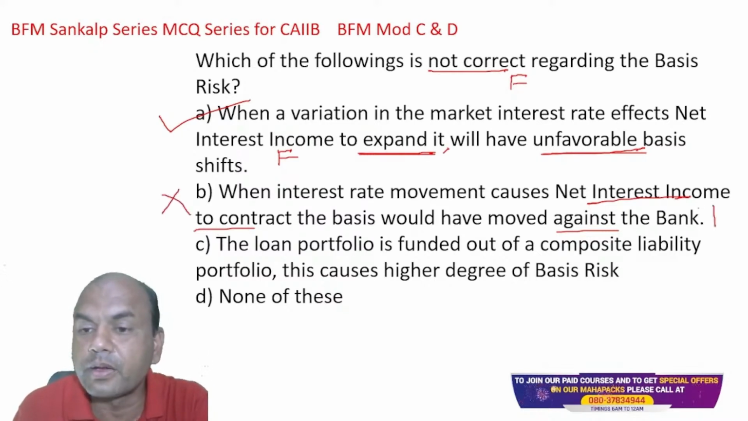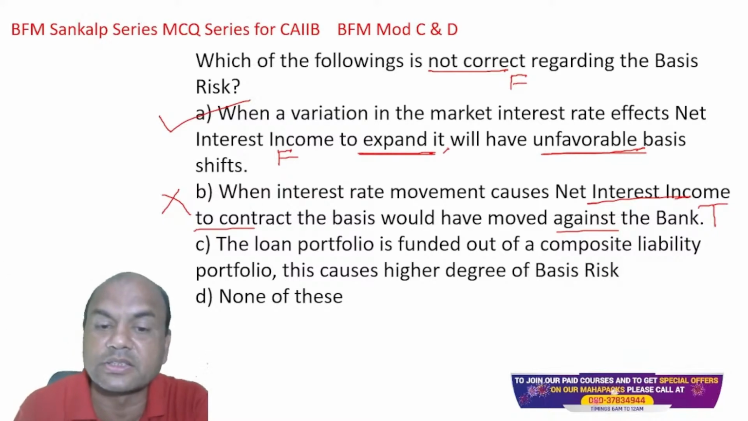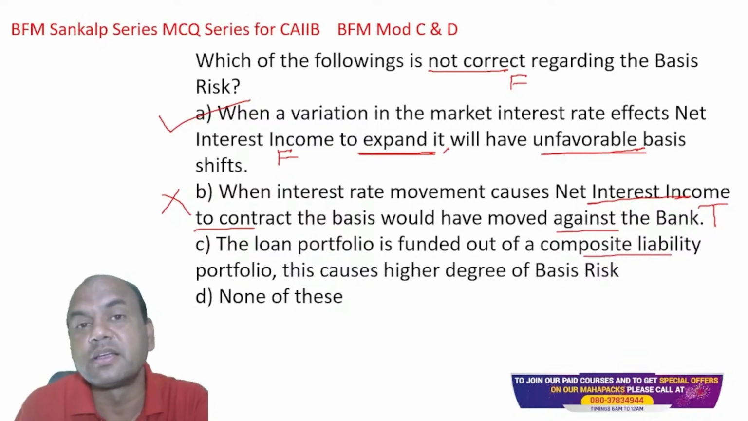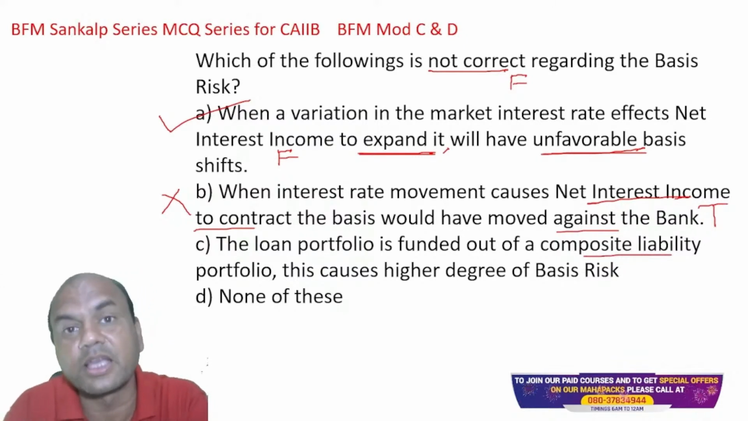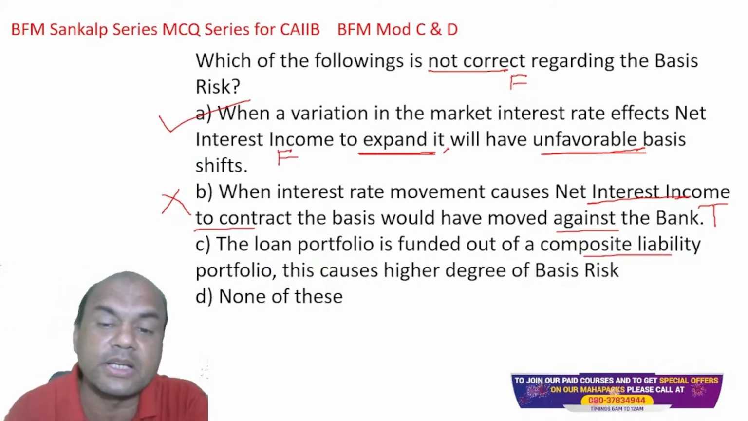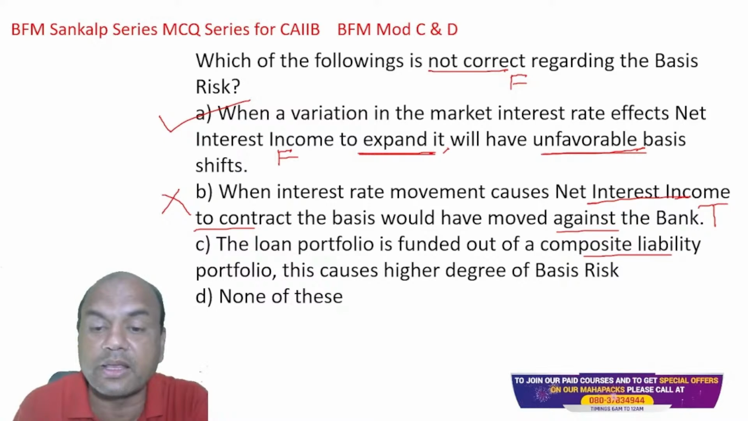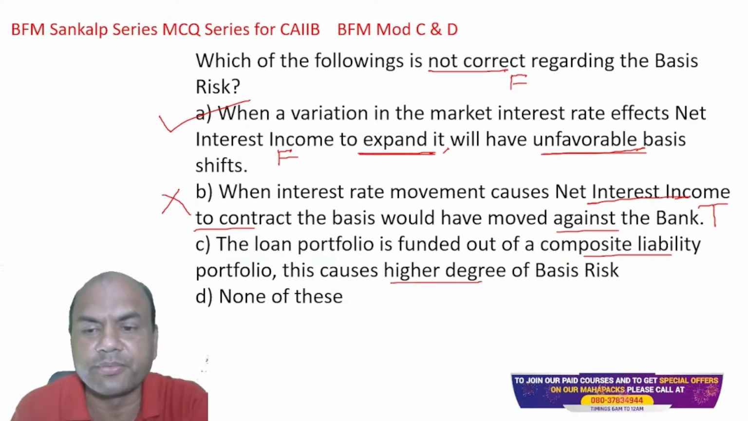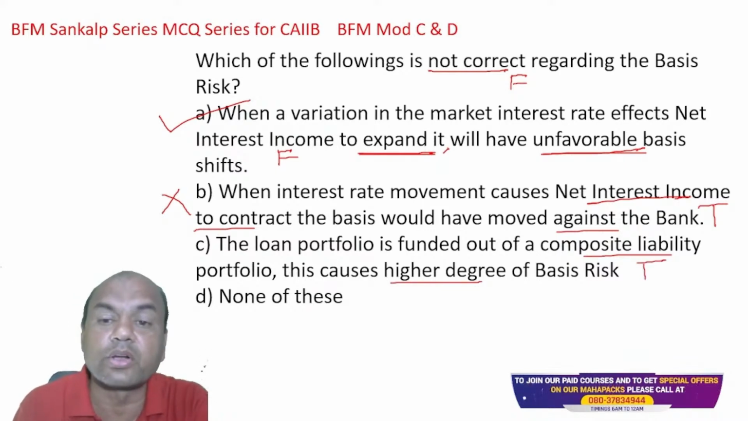The loan portfolio is funded out of a composite liability portfolio. This causes a higher degree of basis risk. So here, composite liability. Composite means various liabilities. Liabilities can be saving, can be current, can be FD. So if I am having composite liabilities, this will cause a higher degree of risk to me. Obviously, because all will change in different magnitudes. So that is true. We want a false one. Okay.